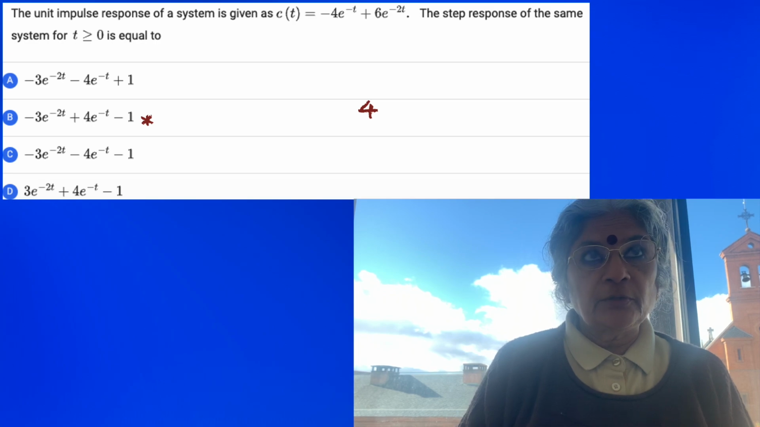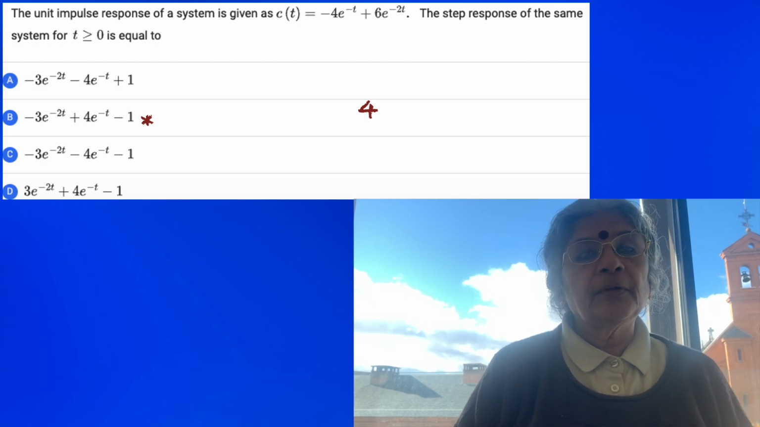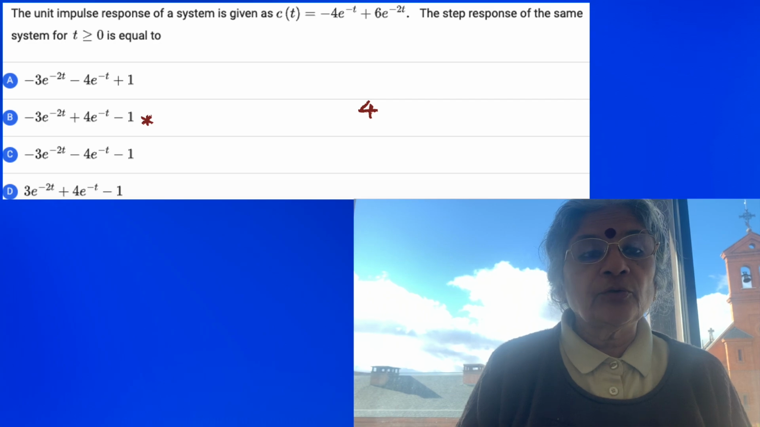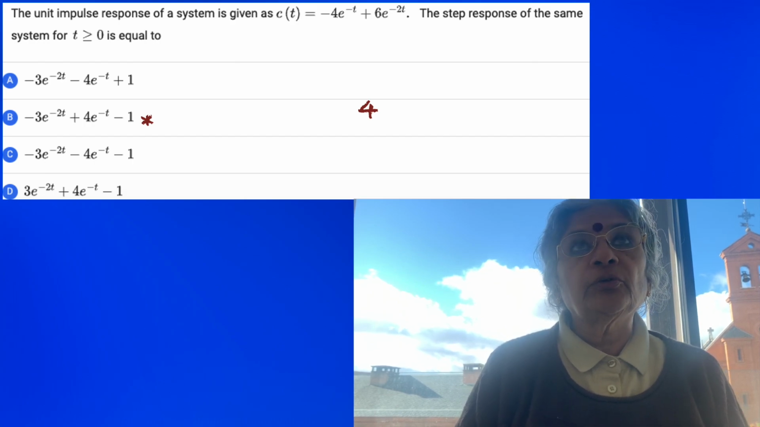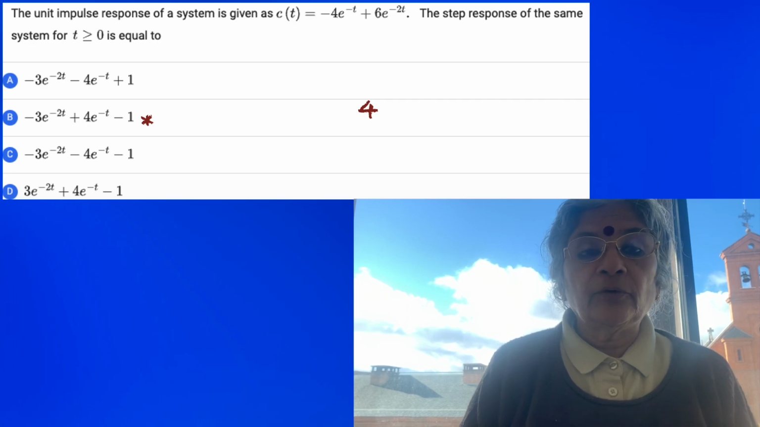Okay, so moving on to the next one, you have a unit impulse response of a system given as c(t). So this c(t) is the unit impulse response, so C(s) can be the same as H(s): minus 4 e raised to minus t, plus 6 into e raised to minus 2t. The step response of the same system. If unit impulse response is given by c(t), then step response is going to be given by the integral of c(t) with respect to time.